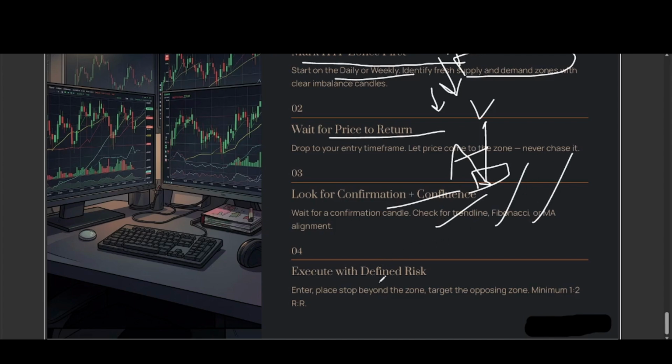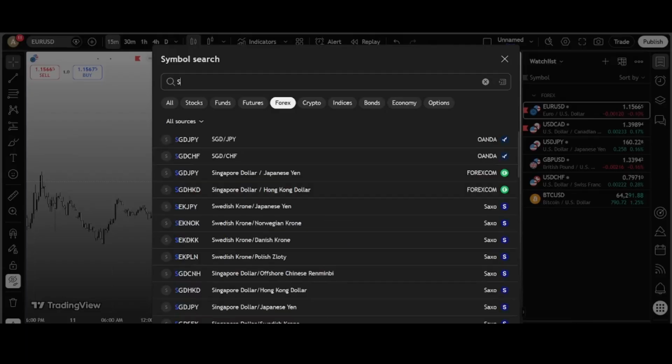Next, execute the defined risk. Take a minimum of 1 is to 2 risk reward. Don't go below that.